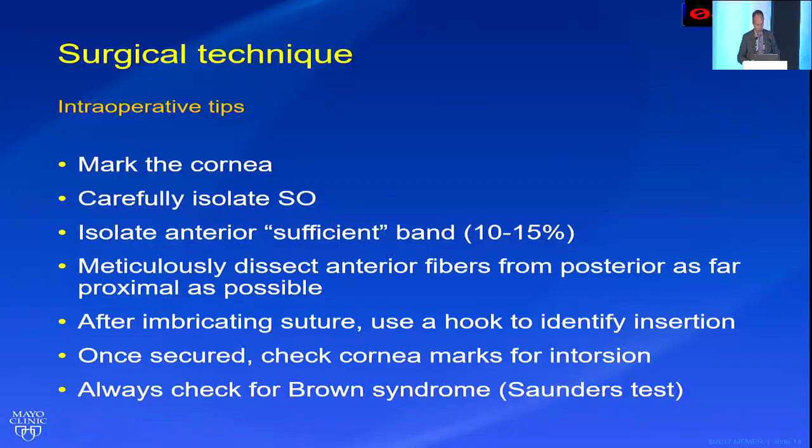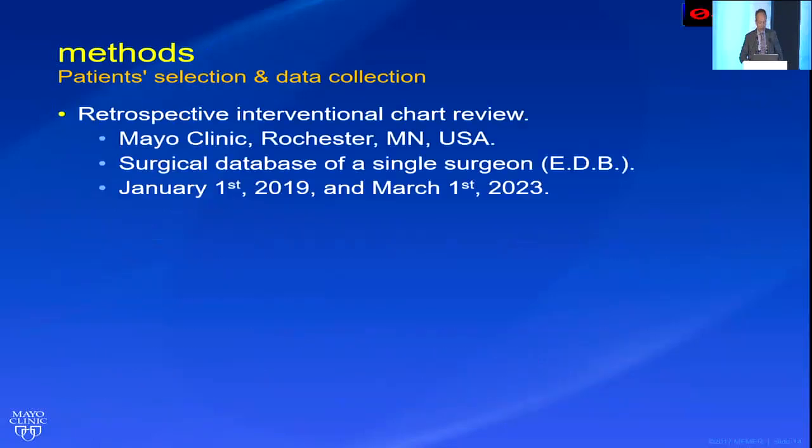And then as you saw here, the rest of the case. At the end of the case, I double check with a Saunders test. I grab the inferotemporal limbus, and I push up and in and make sure that there's not a Brown syndrome.